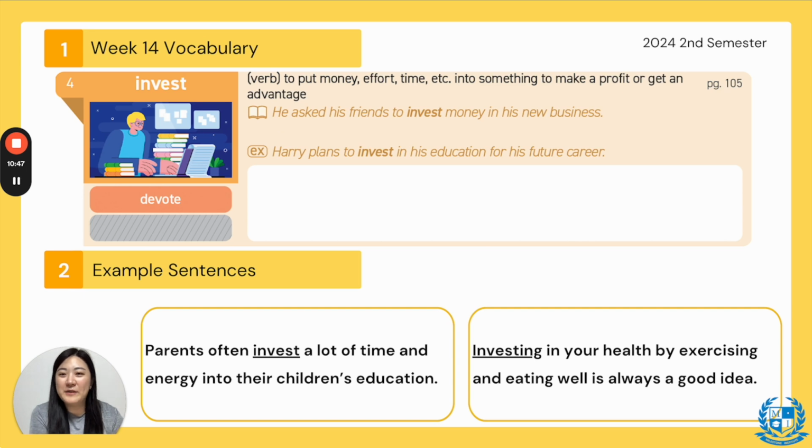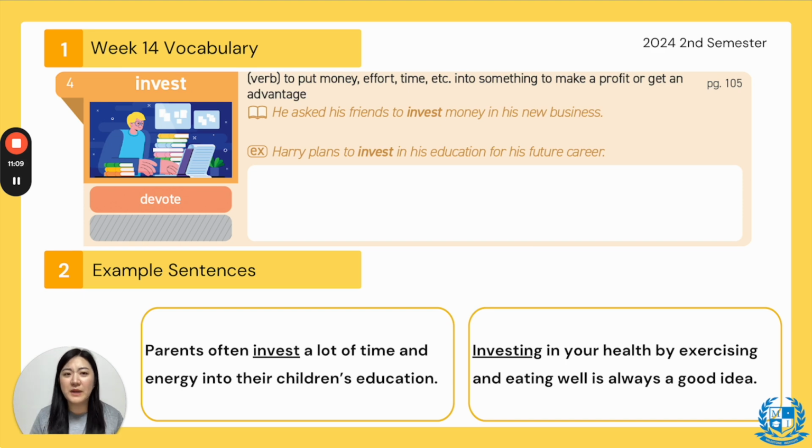Number 4, everyone say invest. Invest. The synonym is devote, and our part of speech is a verb. It means to put money, effort, time, or etc., meaning so on and so forth, or something else, into something to make a profit or get an advantage.